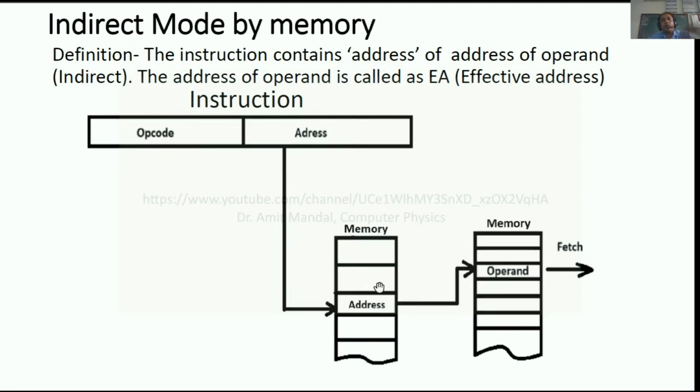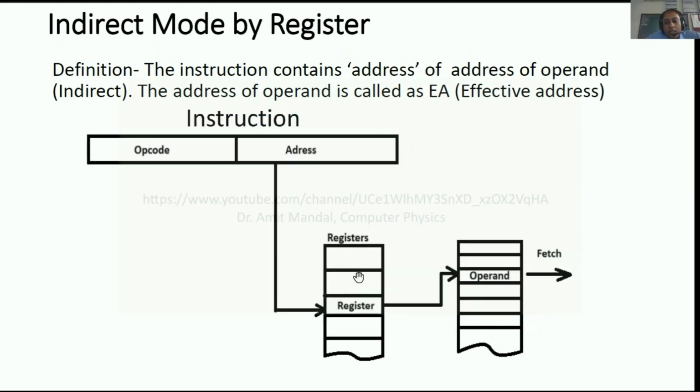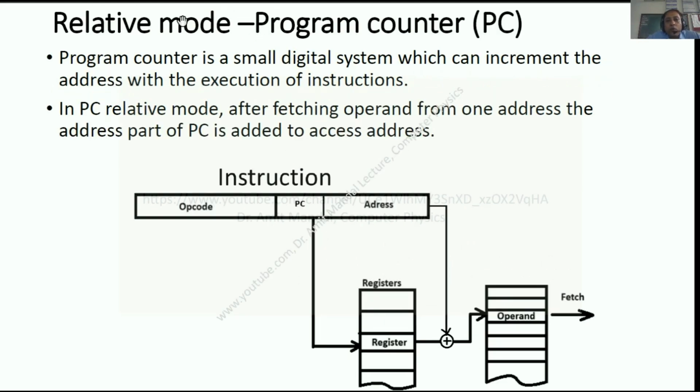This memory is of RAM or main memory maybe. But in case we are using the register of CPU, then still it is indirect mode. By register, we mean that in the registers of CPU an address is there, and that address is containing the address of the operand. From there the operand will be fetched. Now relative mode. Relative mode is of three kinds.